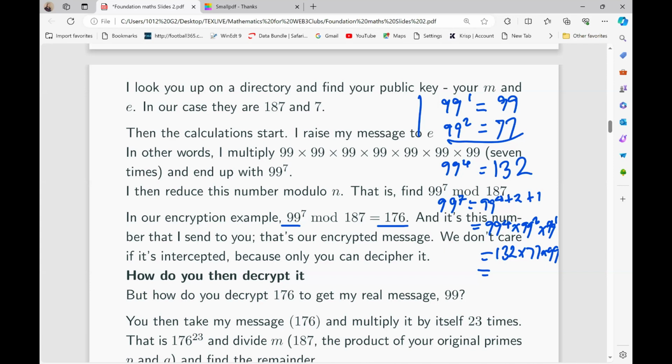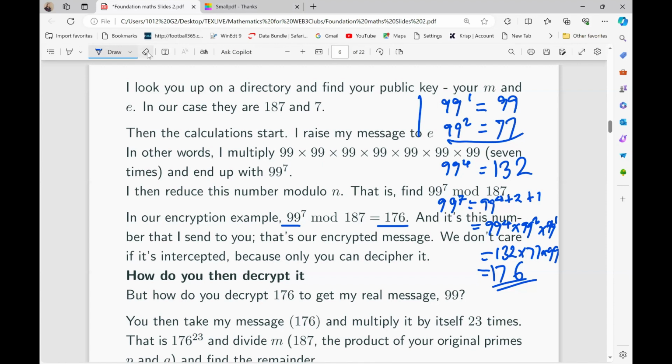5,380 times. The remainder is 176. So this is the message I sent to you. This is my encrypted message. So when you find this message, you're supposed to use your private key to find my plain text.